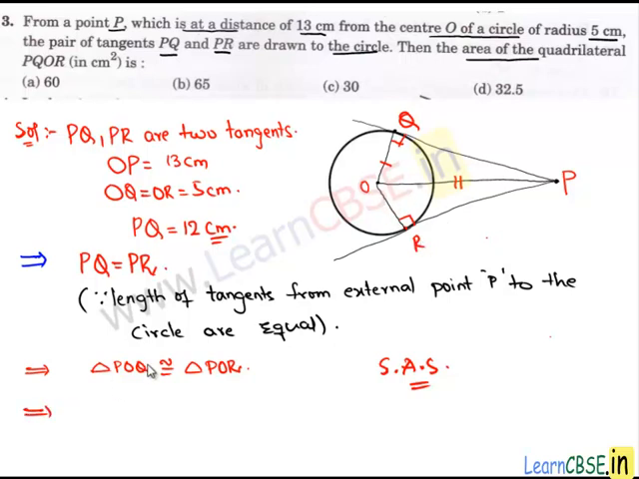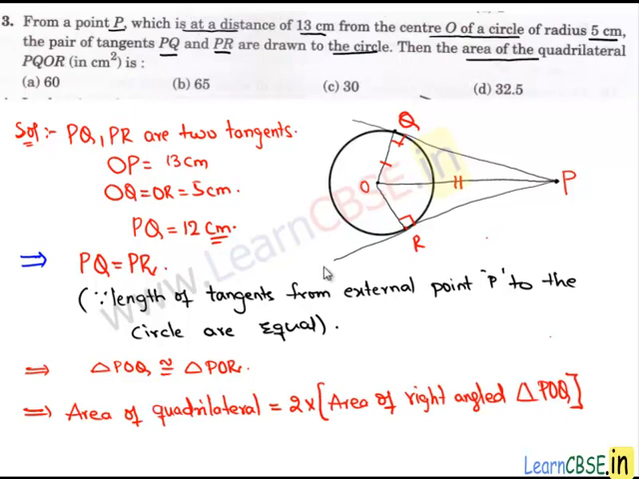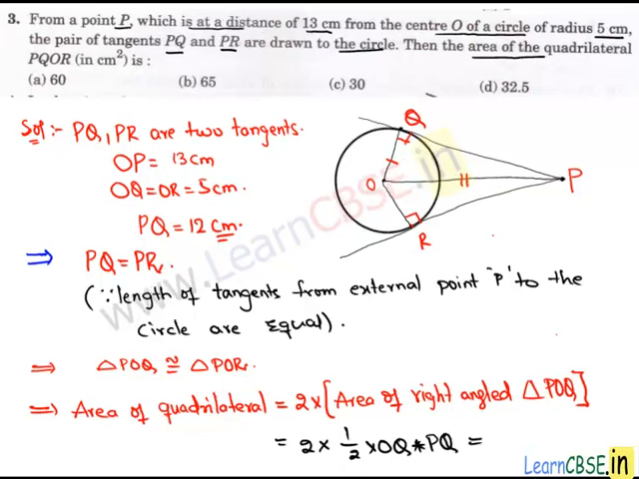Therefore, these two become equal triangles, and we know that the area of this quadrilateral is nothing but 2 times the area of triangle POQ. Now, the area of a triangle is equal to half base into height. Then we have base is OQ and height is PQ. By substituting the values, we get half OQ times PQ. Here OQ is 5 centimeters and height is 12 centimeters.